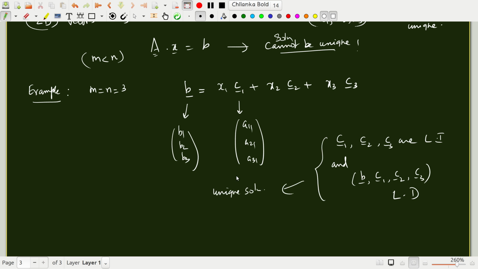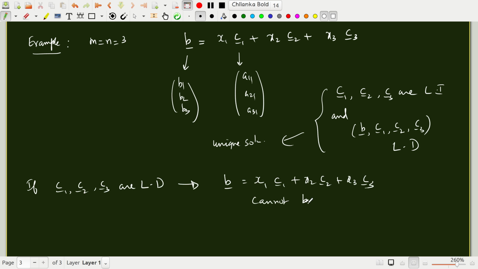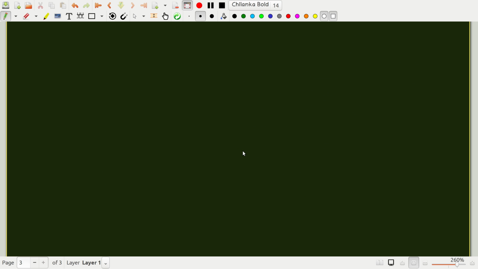But if c1, c2, c3 are linearly dependent, then the solution, like the previous case, cannot be unique. If it exists, it cannot be a unique solution. So these are the issues that come up when you think, in general, about the solution of a system of m equations and n unknowns.